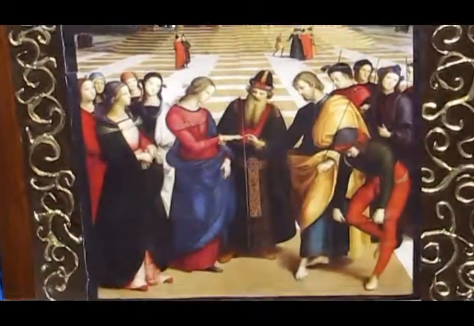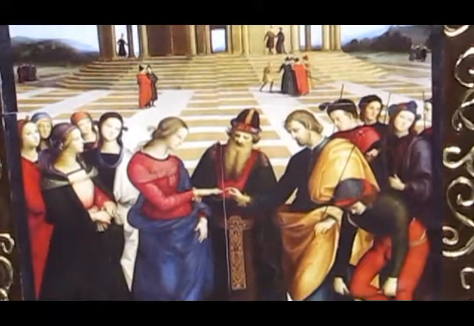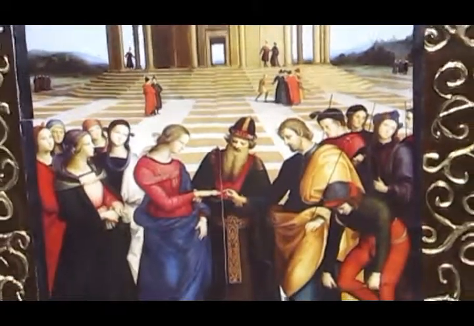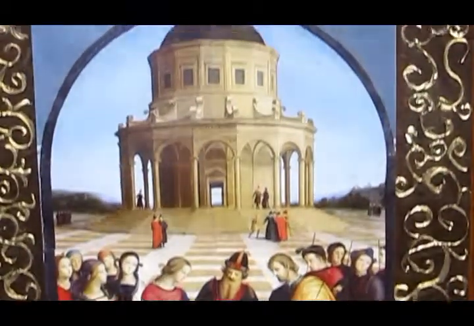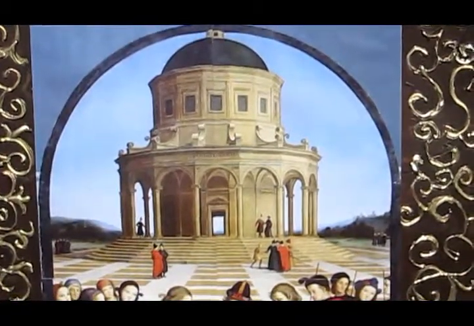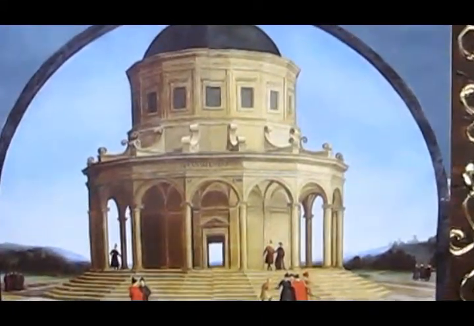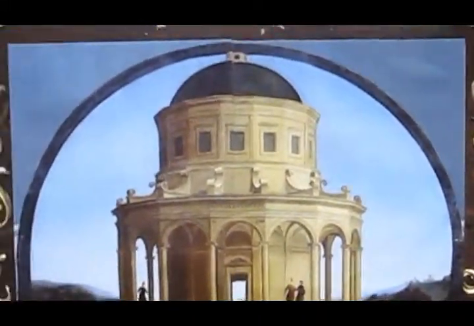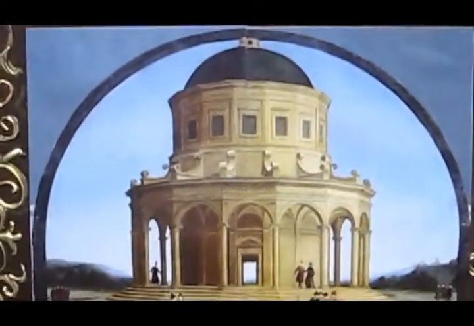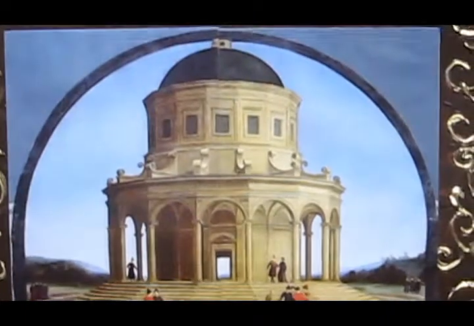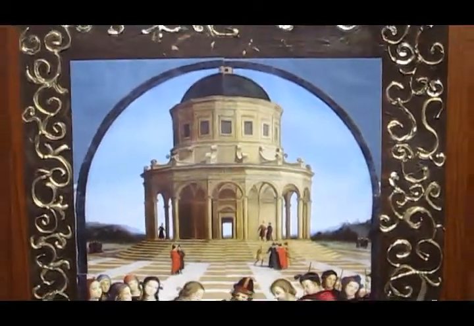Marriage of the Virgin, Raffaello Sanzio, 1504, oil on panel. The Marriage of the Virgin is part of an altarpiece created for a church at Città di Castello, Italy, and shows the marriage of the Virgin Mary and Saint Joseph. The painting, an oil on panel, was completed in 1504.